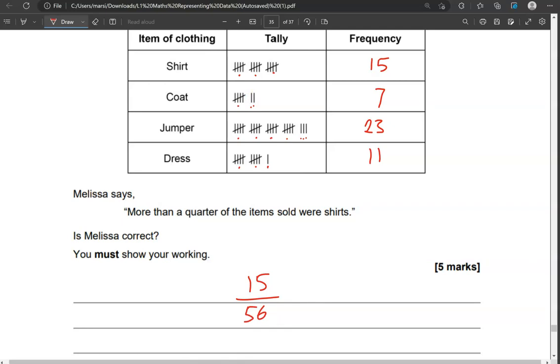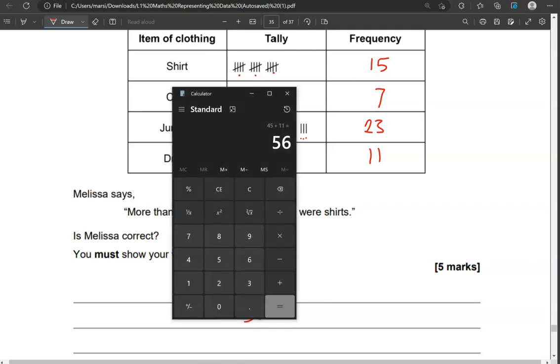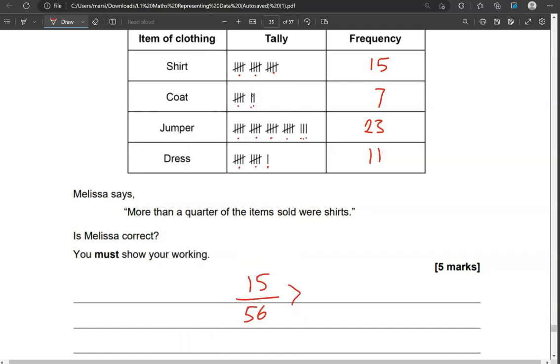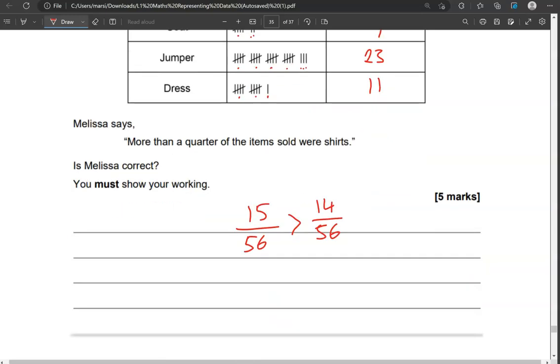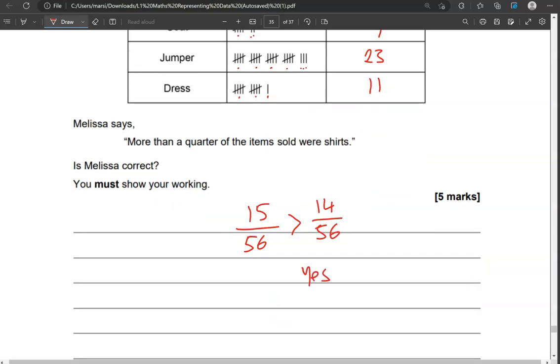Is that more than a quarter? What is a quarter of 56? 56 divided by 4 gives us 14. So that is greater than 14 out of 56. And we're going to say yes. So she is correct.